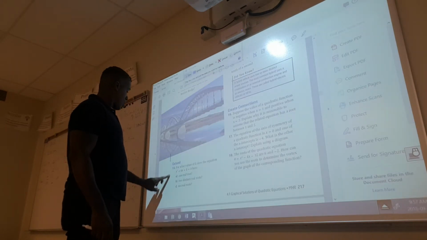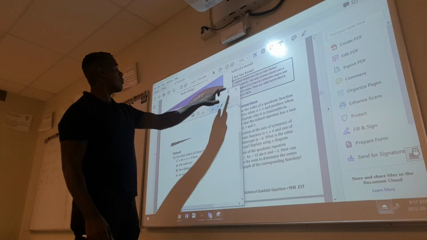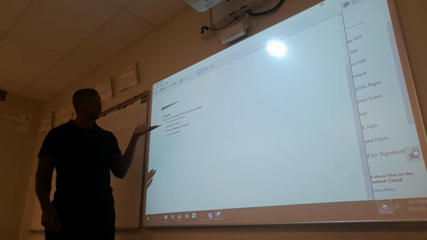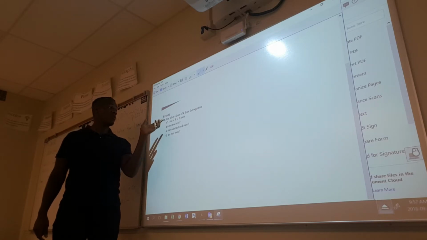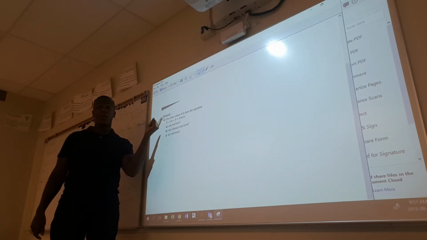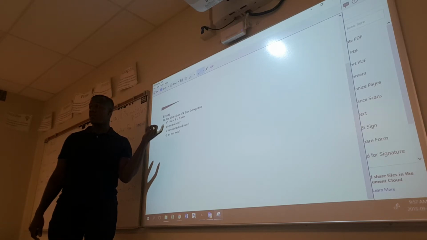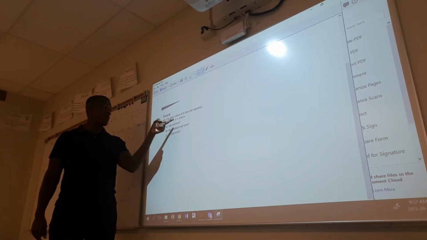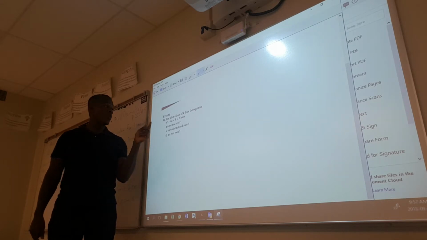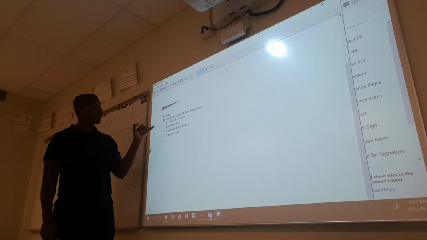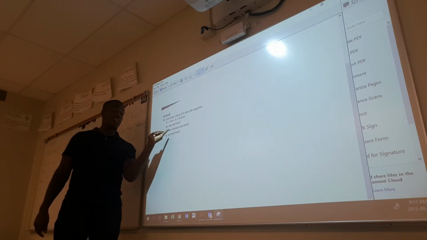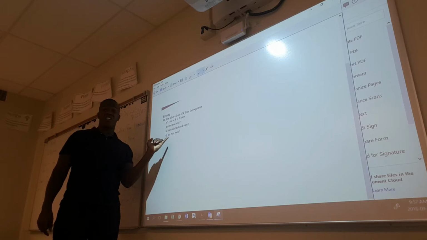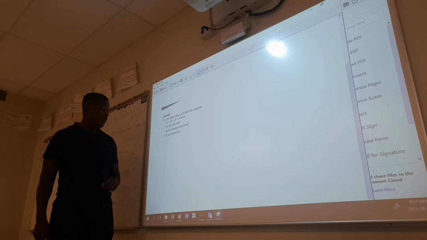So, 13 says, for what values of k does the equation x squared plus 6x plus k cross the x-axis? So, when it says equals 0, when does it cross the x-axis? What does k have to be? And so, when does it touch the x-axis only once? When does it touch the x-axis twice? When does it not touch the x-axis? That's what's going on there.